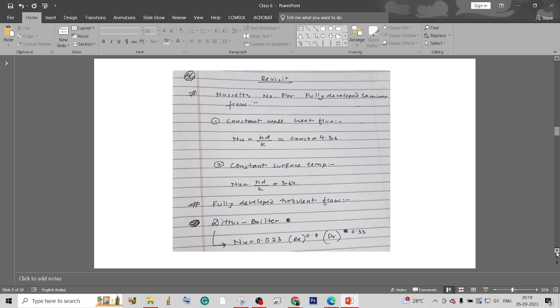And another one is the Dittus-Boelter equation, which is obviously very hugely used. For fully developed turbulent flow, we will be using the Dittus-Boelter equation, that is Nusselt number equals 0.023 Reynolds number to the power 0.8, Prandtl number to the power 0.33. Have you noted it down? Noted. Do tell me after you complete so that I can shift to the next question. Done. Okay.